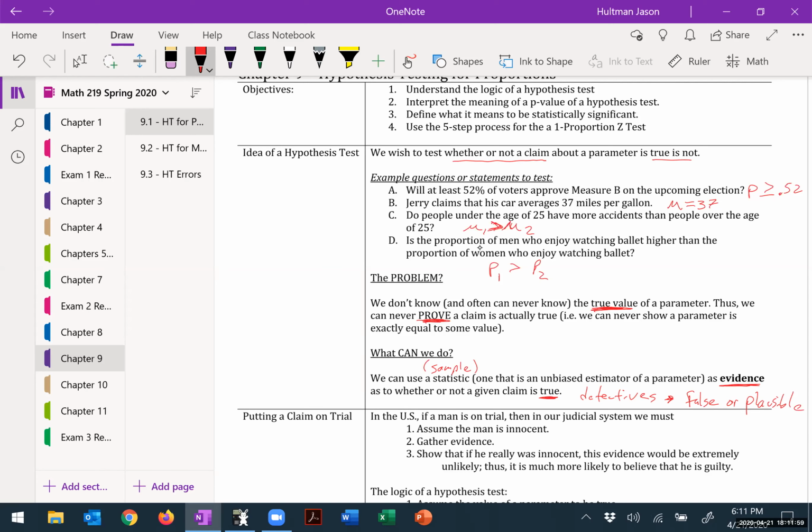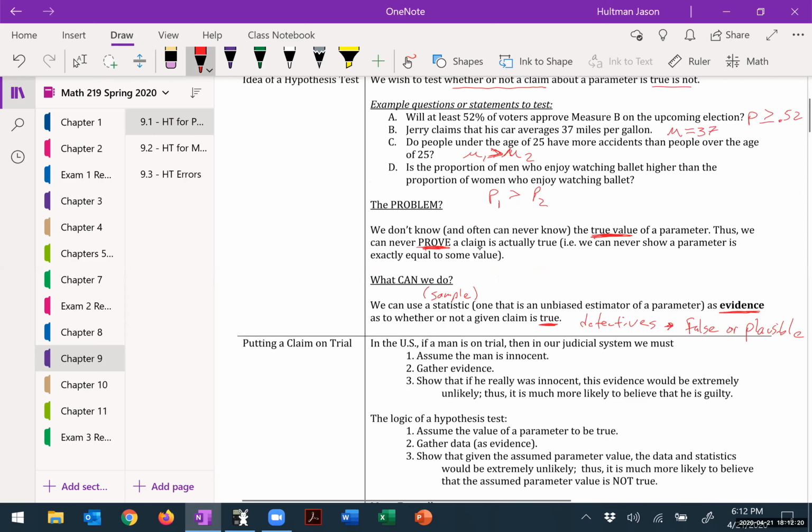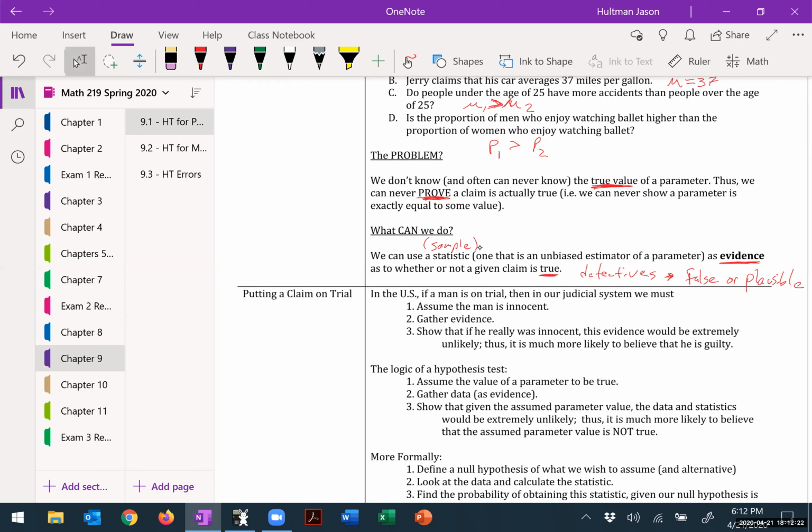So we're detectives. We're asking, is it false? Is the person guilty, or is the person not guilty? Now, not guilty doesn't mean innocent. They still could have committed the crime. There just wasn't enough evidence to convict them. That's the idea here. We're detectives and we want to know, is the claim false? Can we say statistically that that claim is false? Or is that claim plausible? Is it false or plausible?